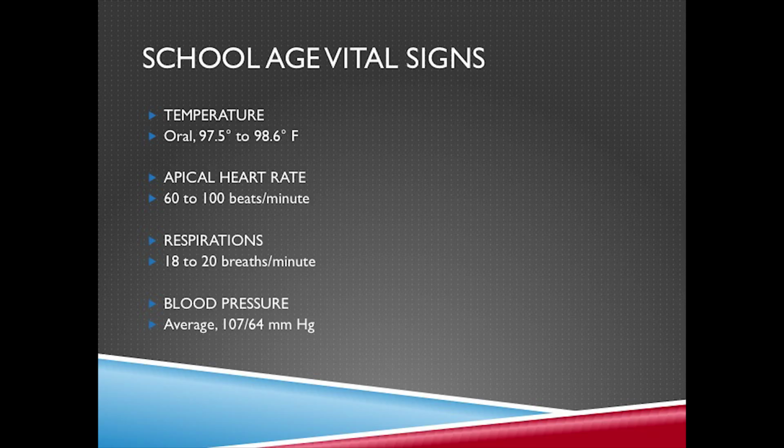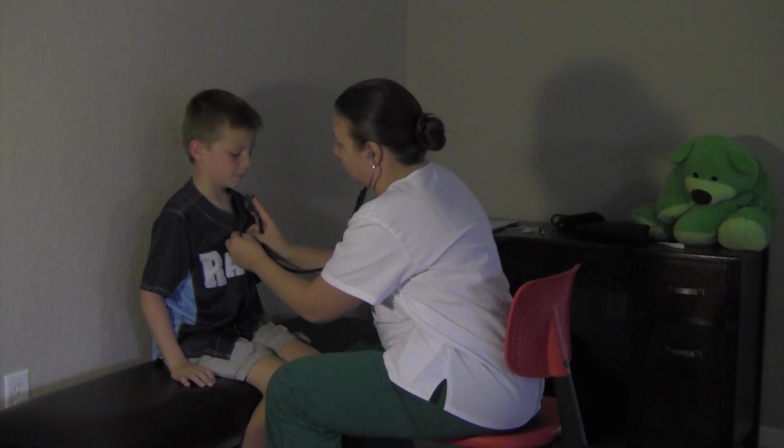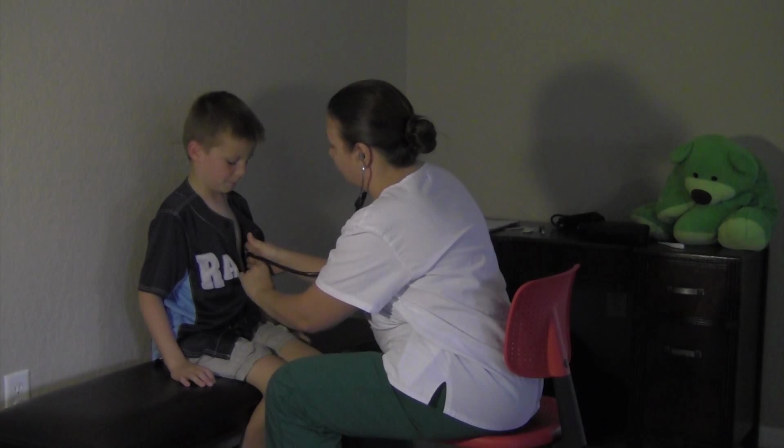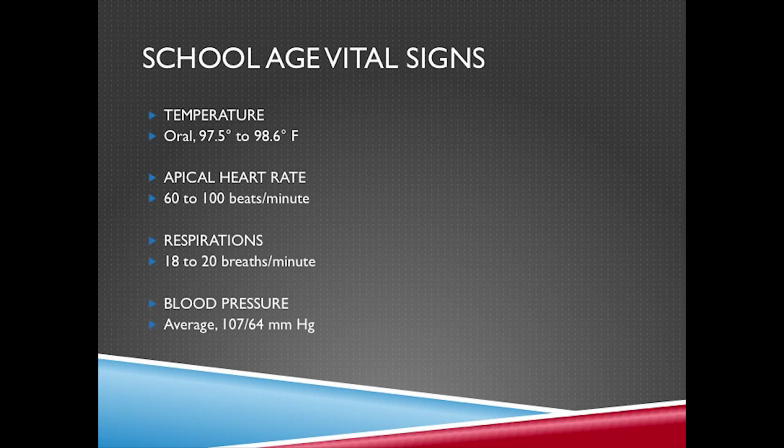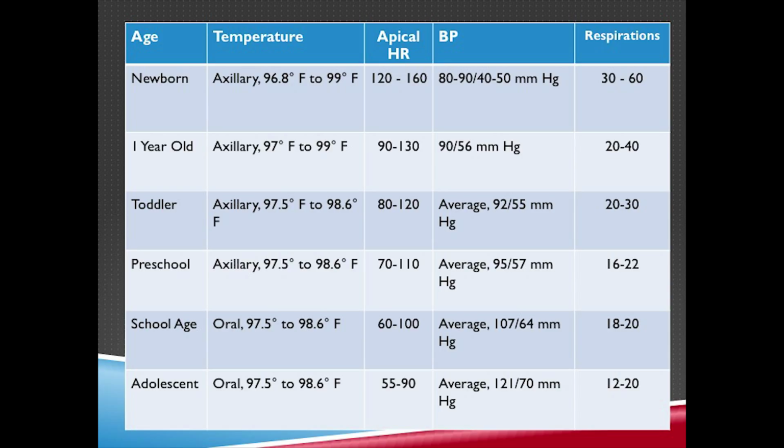School-age children, their temperature, you can start taking it orally. So you just place it in the proper placement under the tongue. 97.5 to 98.6. Apical heart rate is 60 to 100 beats per minute. Respirations 18 to 20 breaths per minute. And their blood pressure is going to go up a little bit. So you're going to see, on average, a normal blood pressure for a school-age child, 107/64.